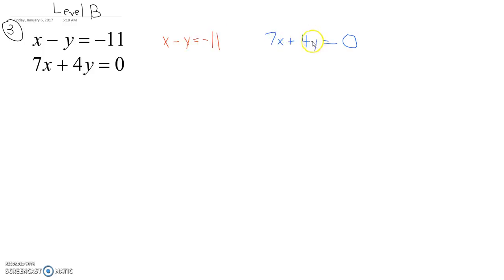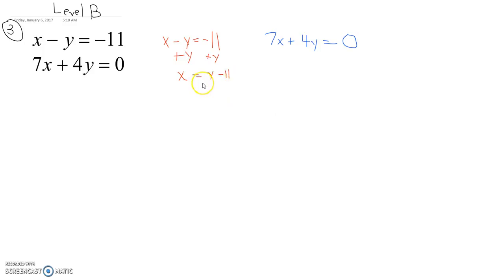Now, any of those choices will work, but one of them is going to be a lot easier than the others. If I look at this red equation right here, to solve for x, all I would need to do is add y to both sides. So this will be a really simple, straightforward operation. If I just add y to both sides, this equation turns into x is equal to y minus 11.